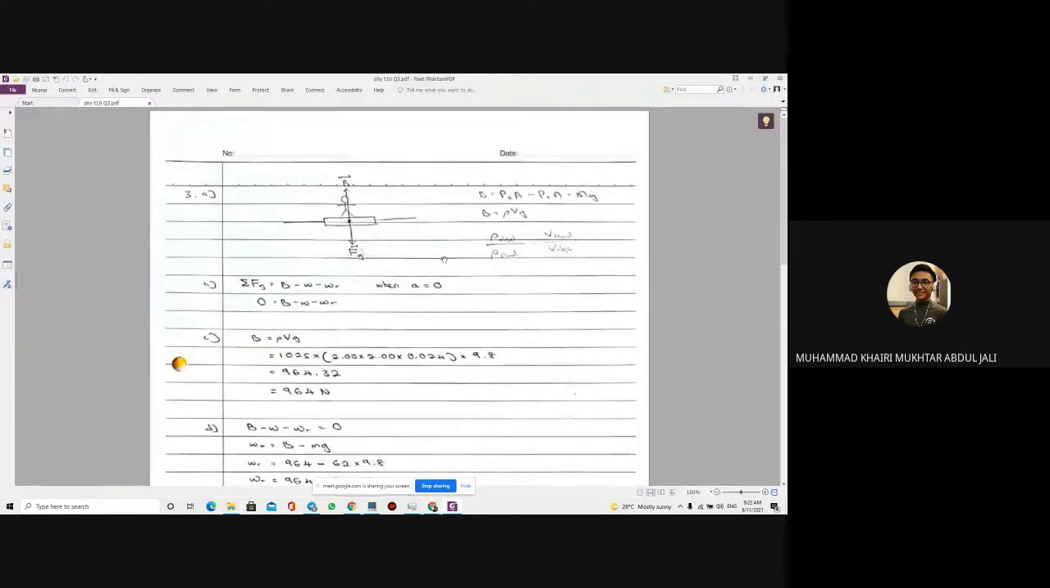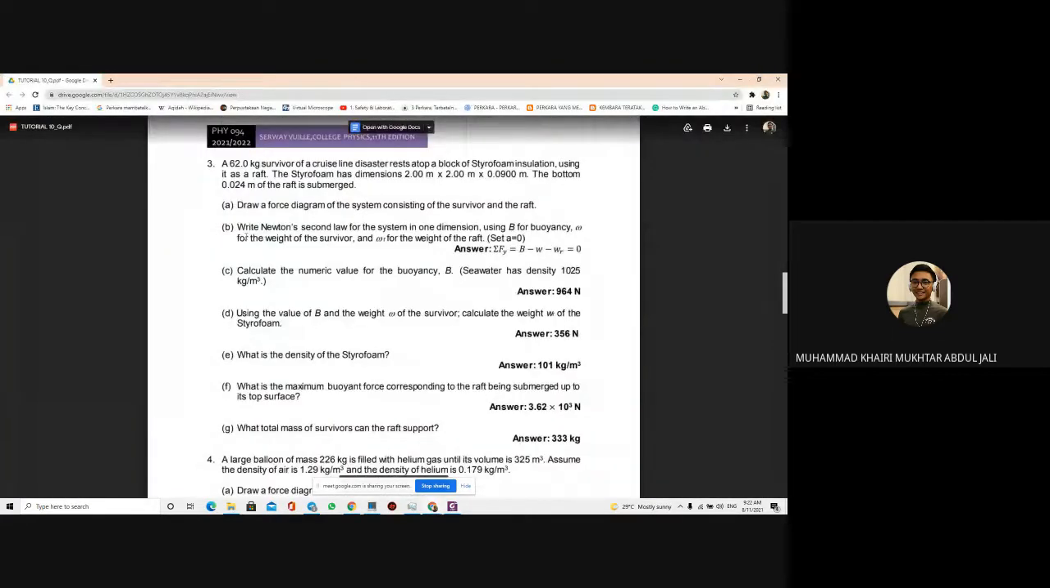So, ini dia punya satu buoyant force, and then force lagi ke bawah adalah force consisting the weight of the person and then the weight of the raft. And then B pula dia minta write Newton's second law for the system in one dimension.